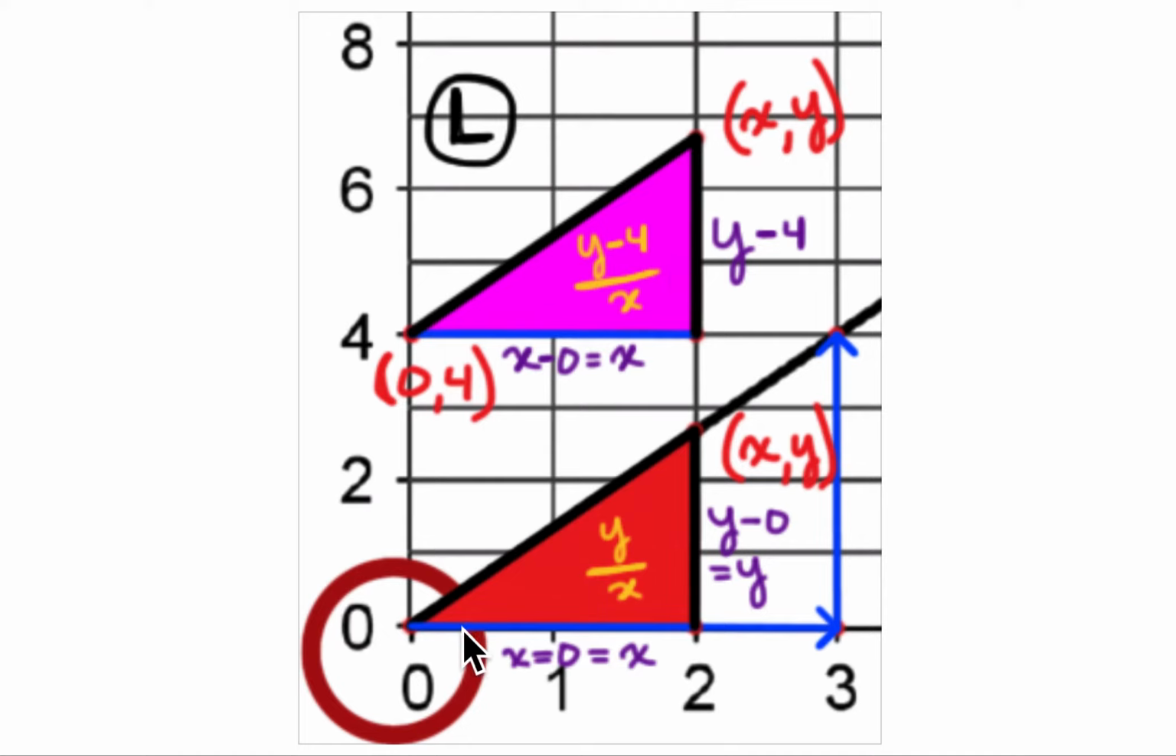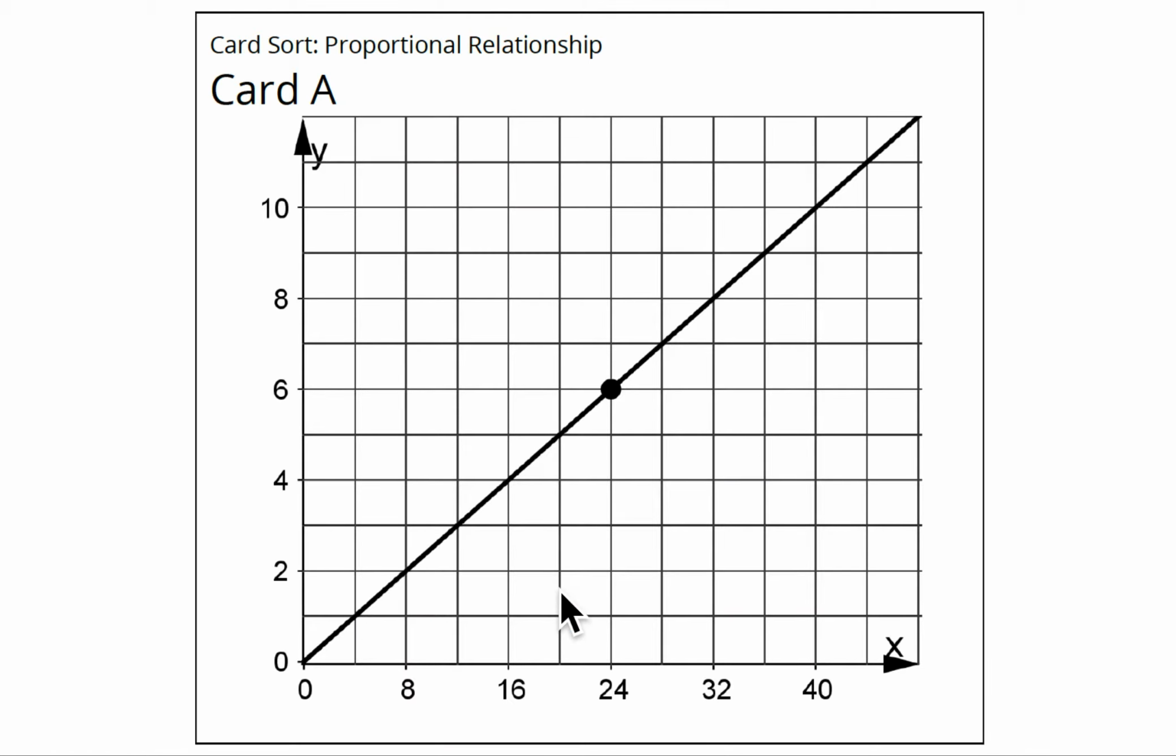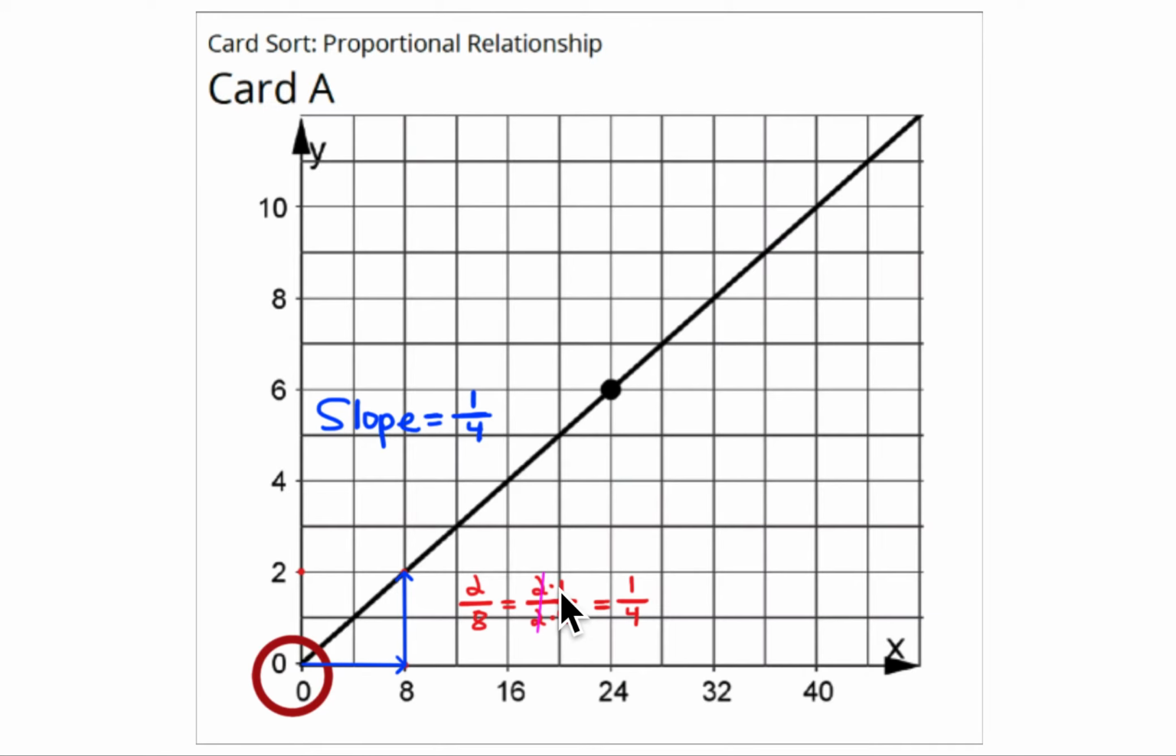But notice, once it goes through 0, 0, all you got to do is look at the y-coordinate and the x-coordinate and write that ratio. That is equal to the slope. So these are a lot easier to work with in that way. All right, so let's go through each of the cards.